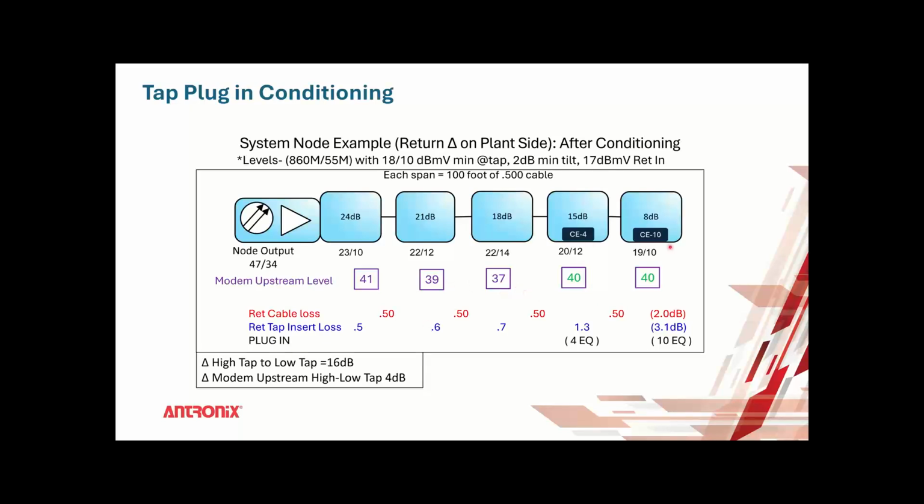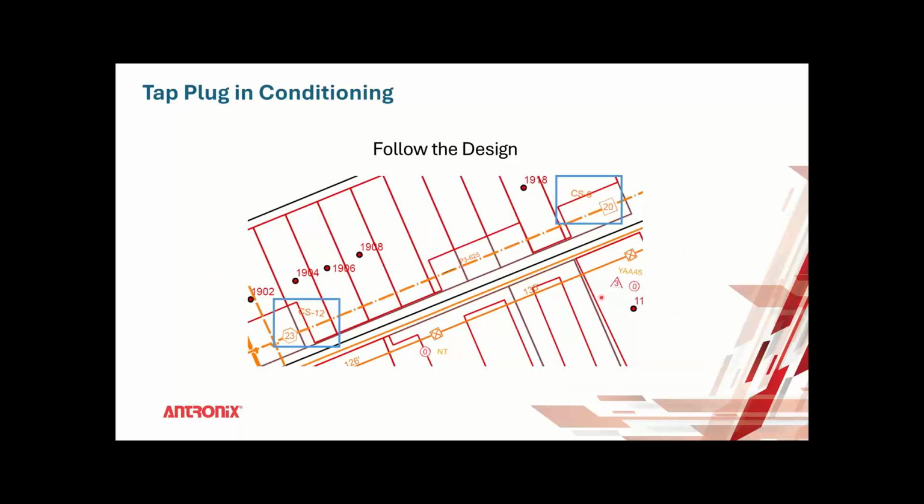So just a couple of plugins in your whole cascade conditions the whole network for better carrier to noise, lower ingress, and a more uniform transmit level. The key part is you want to make sure you follow the design in the network. This is not a tool for techs to try different plugins, asking, hey, does this work? No, use the plant design, whatever the design requires, to use the right plugin.